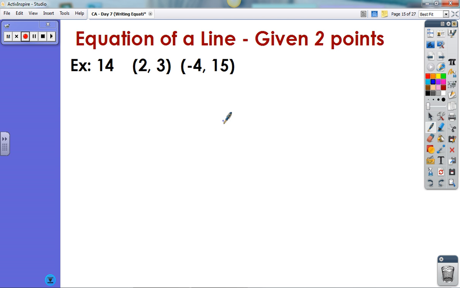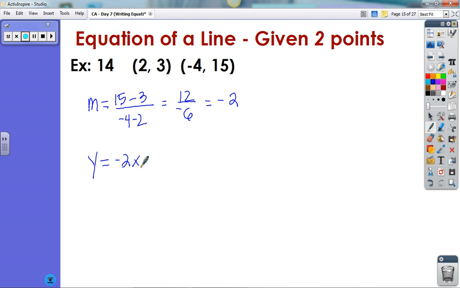Alright, so same idea. Plugging these values in to find the slope. -15 minus 3 is 12. -4 minus 2 is -6. And I end up with a slope of -2. So I end up so far with this.